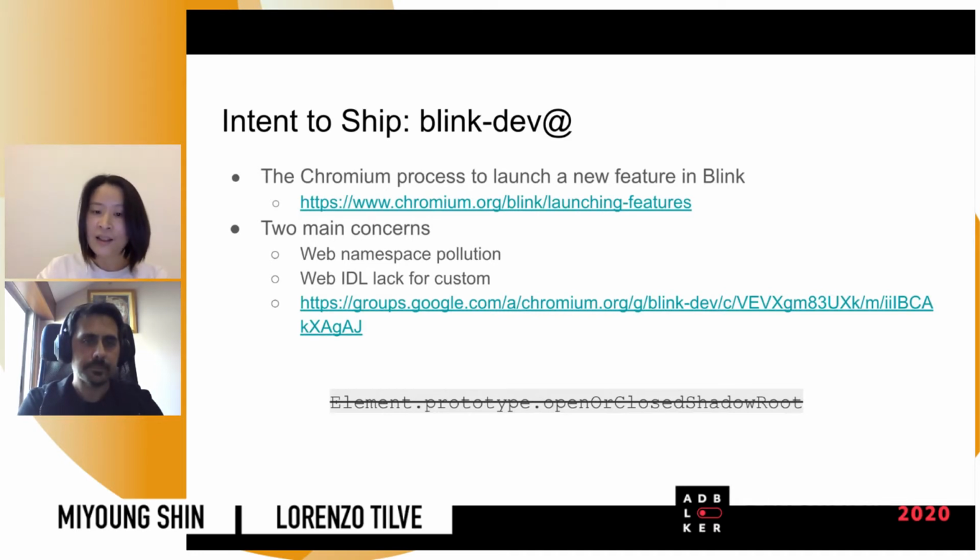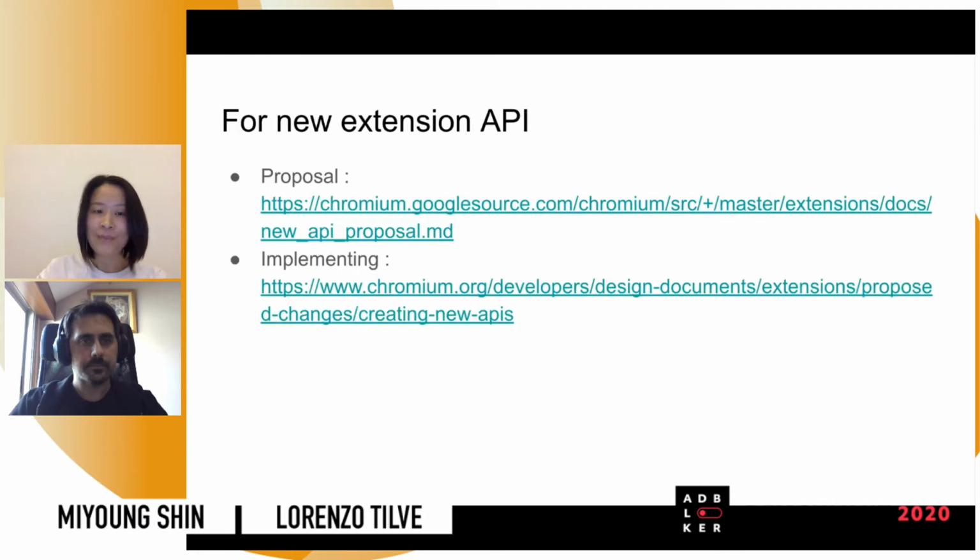I hardly understood and agreed with these reasons, especially the first reason. So it was agreed to add the feature with the Chrome namespace. Okay, let's implement it again. Adding an API to the Chrome namespace means adding an API to extensions.